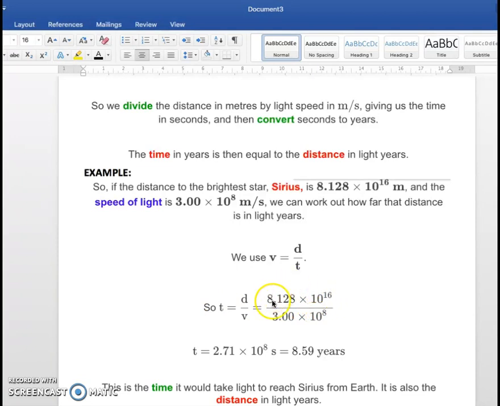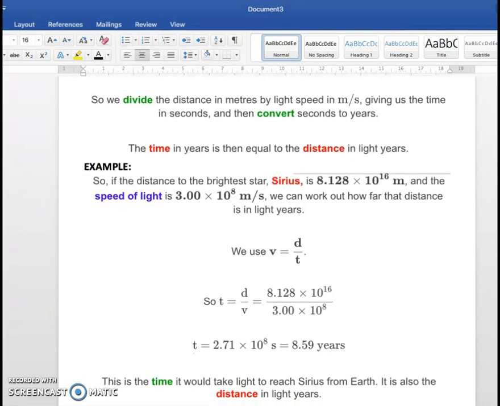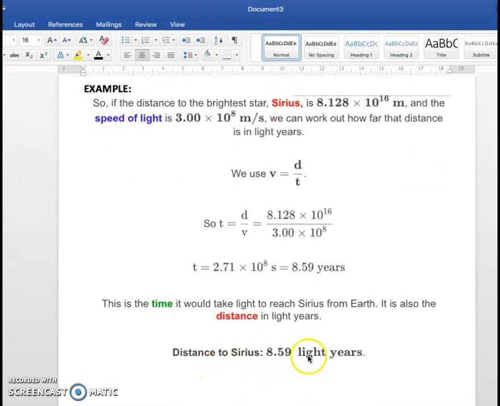Okay, so rearranging so that we're solving for the time. 8.128 times 10 to the 16 divided by 3 times 10 to the 8 will give us 2.71 times 10 to the 8 seconds. Now, if we convert this to years using that same factor, this was divided by 60 times 60 times 24 times 365, and it gave you 8.59 years. This is the time it would take light to reach Sirius from Earth, because light is travelling at the speed of light, so it's also the distance in light years. So the distance is 8.59 light years.